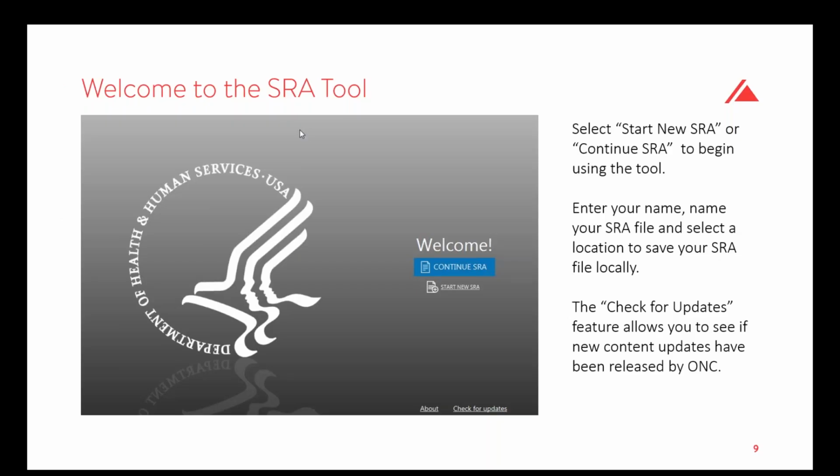Let's take a look at what you'll see the first time you launch the SRA tool. When you first launch the tool, you'll be presented with a welcome screen, which asks you to continue SRA or start new SRA. If this is your first time using the tool, or if you wish to start a brand new assessment, you will want to select Start New SRA. If you select Continue SRA, the system will prompt you to locate and select an SRA file you've already started, and then you can pick up where you left off.